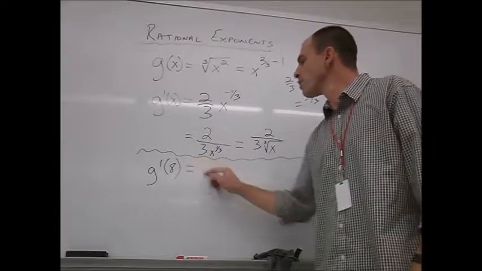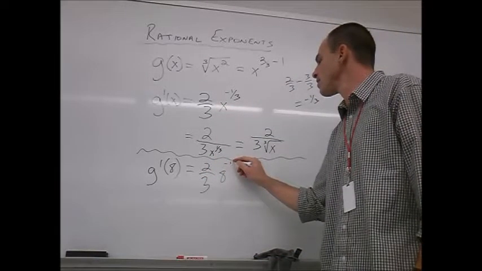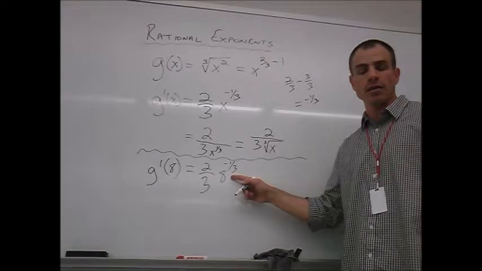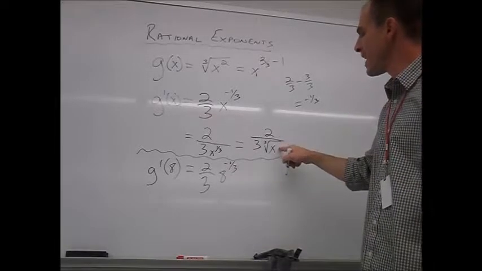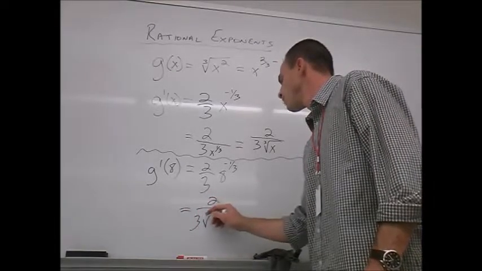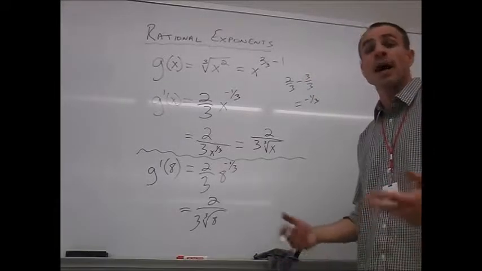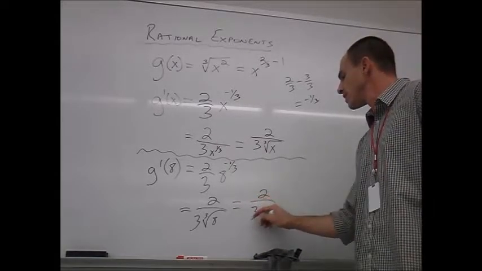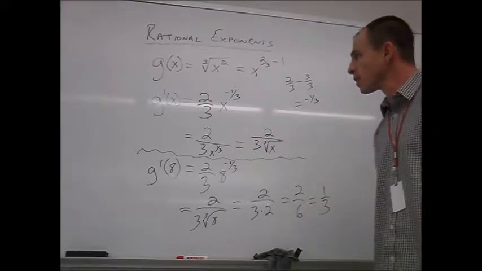All right, well, g prime evaluated at 8, yeah, that would be 2 over 3 times 8 to the negative 1/3. But do you know what 8 to the negative 1/3 is without a calculator off the top of your head? Probably not. However, if we plug 8 in here, then we have 2 over 3 times the cube root of 8. Well, now your brain says cube root of 8, what number times itself again is 8? Oh, it's 2. So we have 2 over 3 times 2, or 2/6, or a final answer of 1/3.